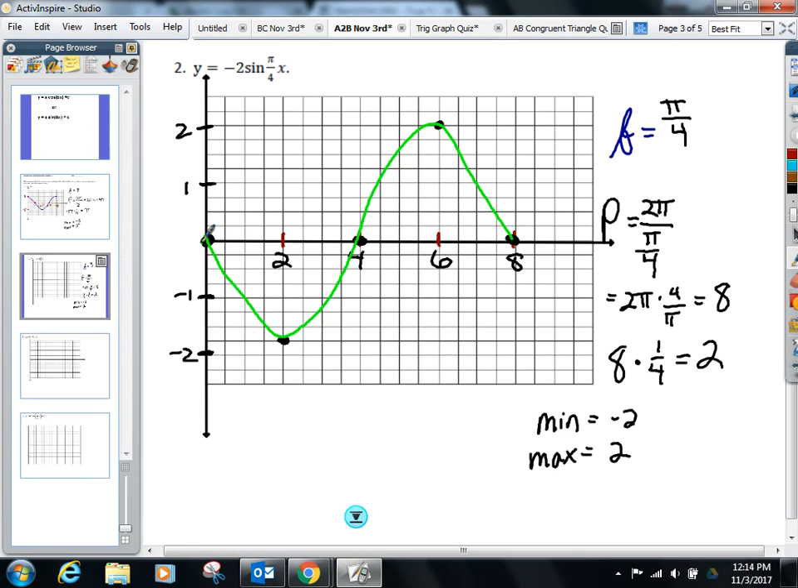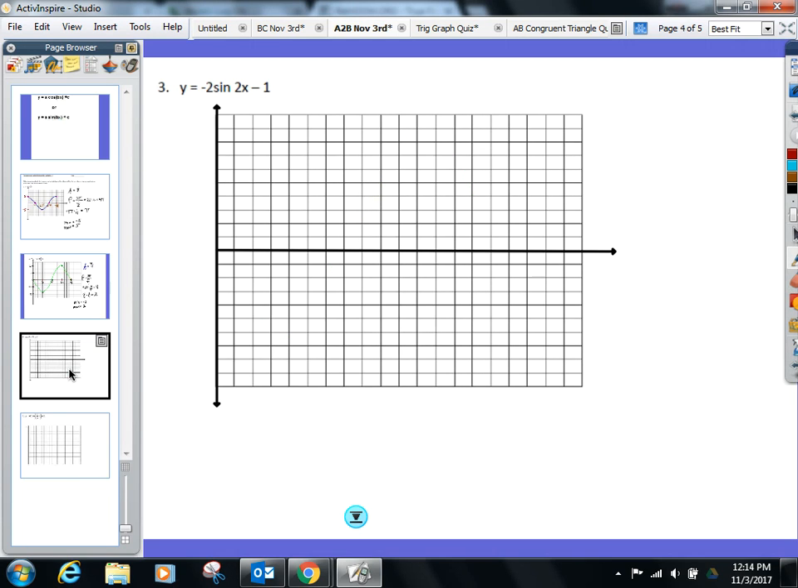Ask away here. Anything before we start shifting? Because those are the next two, shifting. Anything? Okay, so let's shift now.